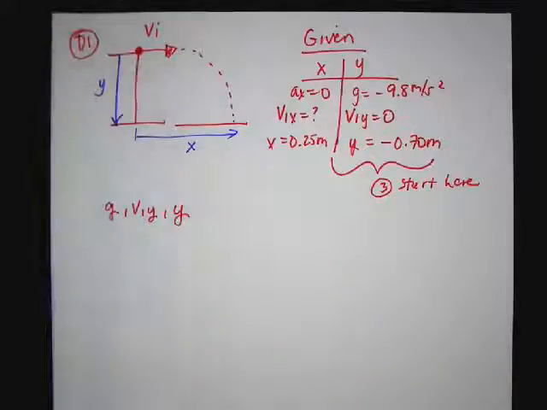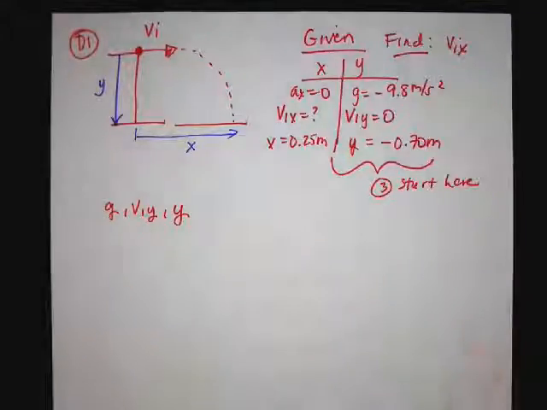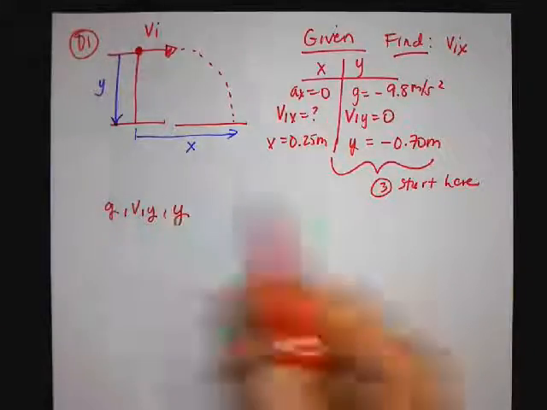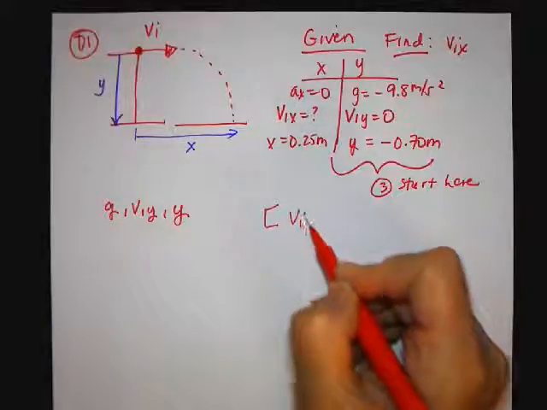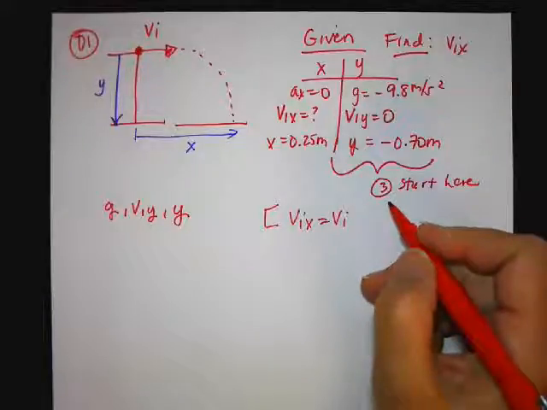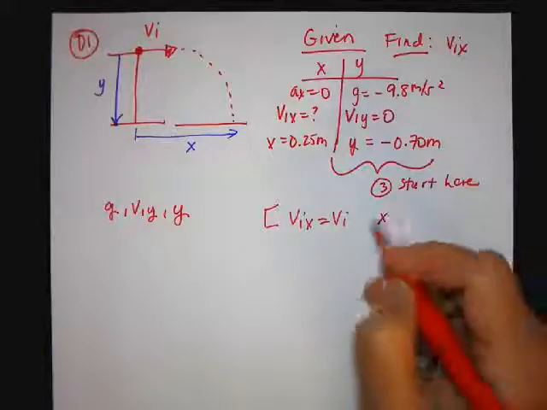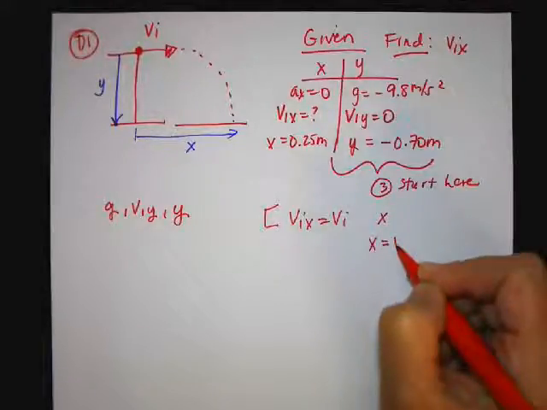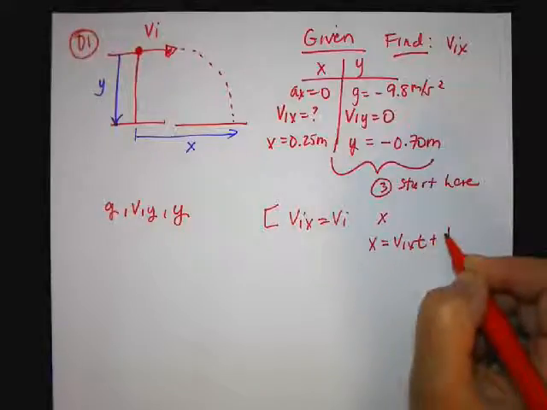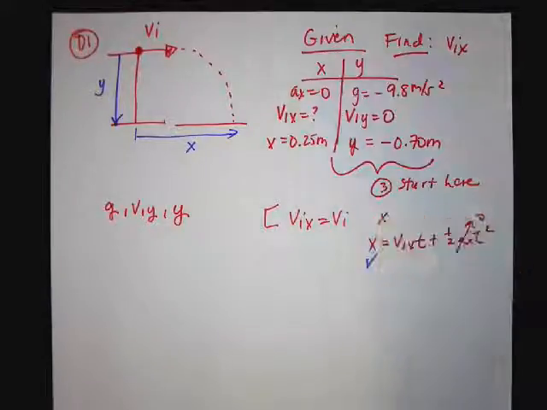Now remember, I told you there's one thing I want to find: Vix. And I know later on that Vix is actually equal to Vi. And I know that if I want to end up finding it, since I was given x, later on I use the equation x is equal to Vixt plus 1/2 axt squared, and this is 0. I'm given x. This is what I want to find, so what else do I need?